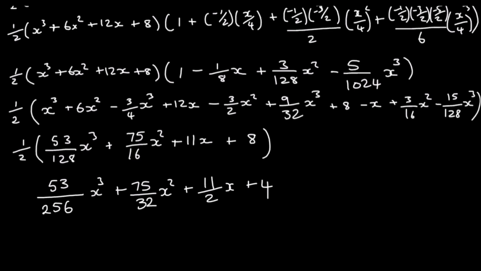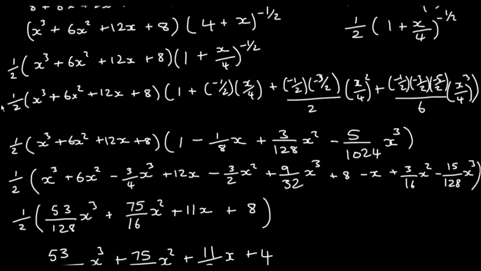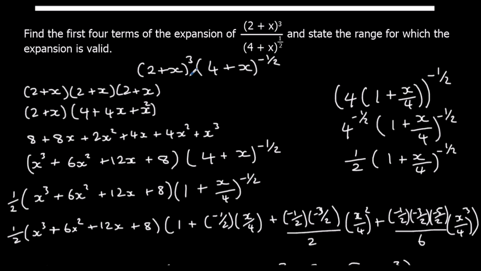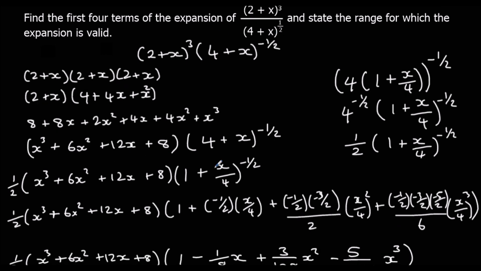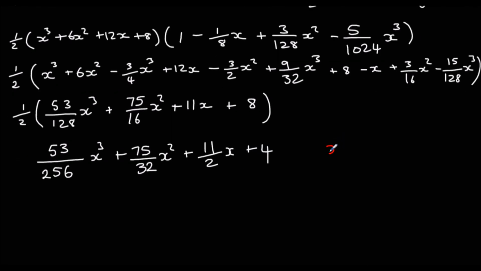So we need to state the range for which this expansion is valid. So 2 plus x cubed is valid for any value of x. There's no limit on that. It's our second expansion that was limited, so mod x has got to be less than 1. X was x/4 in this expansion. So it's valid for when mod x/4 is less than 1. So if we multiply both sides by 4, that's when mod x is less than 4. Or we could also write that as x is less than mod 4. So the expansion is valid when x is between -4 and +4.